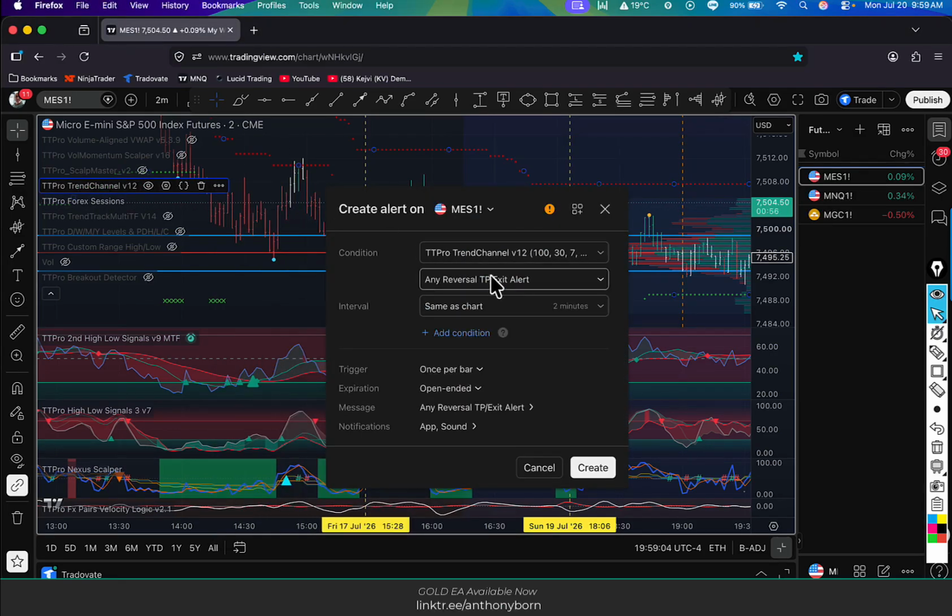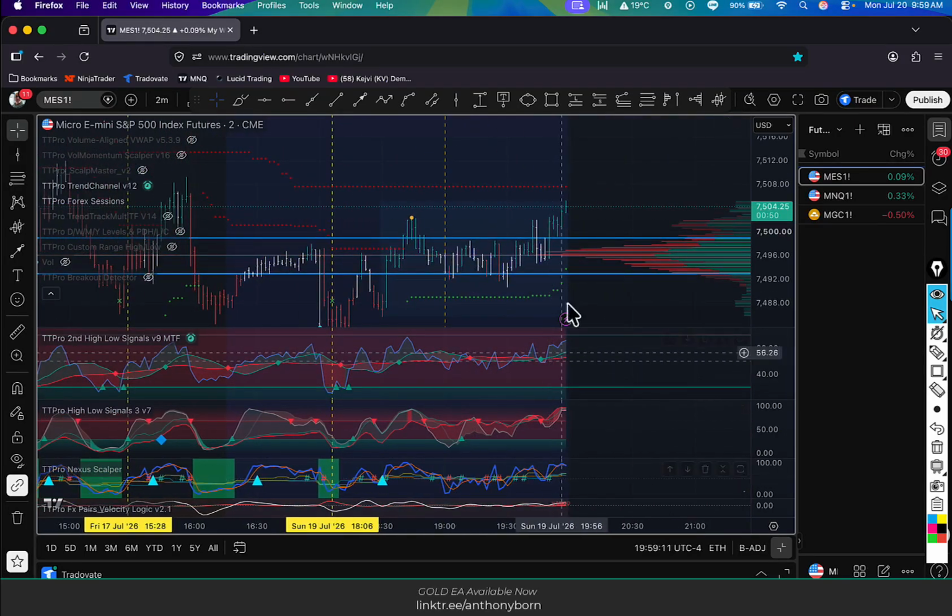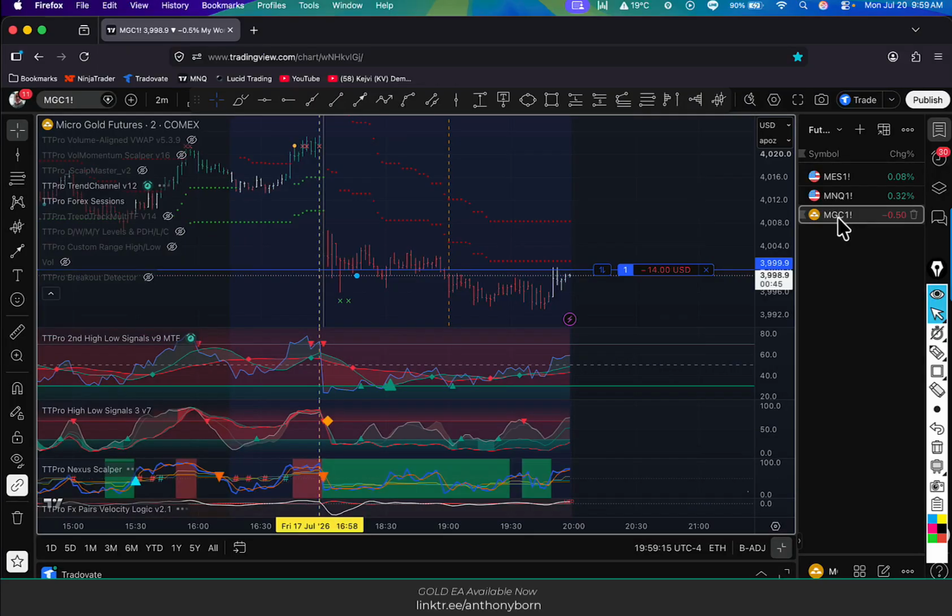So what you can do is set up this trend channel to give you the dots. Add alert. That's it, just that. Any reversal, create. And then when it fires, come into the chart and check: do you have the 3 of them all aligned? Yes or no? It's as simple as that.